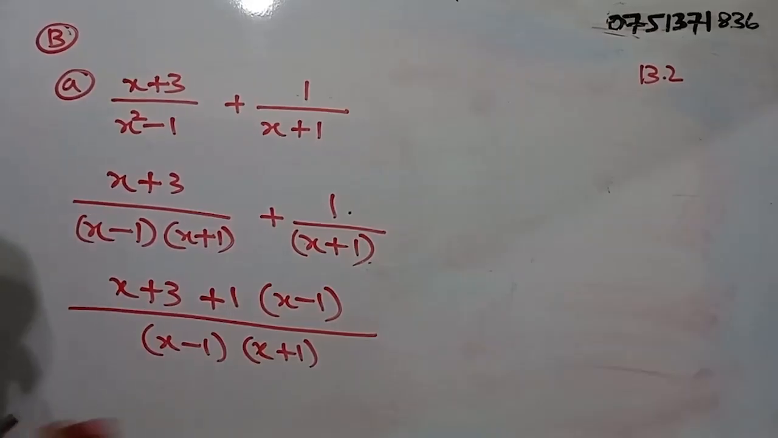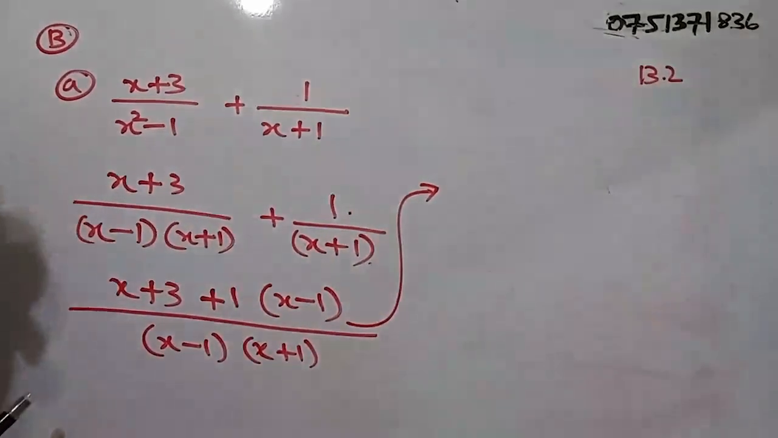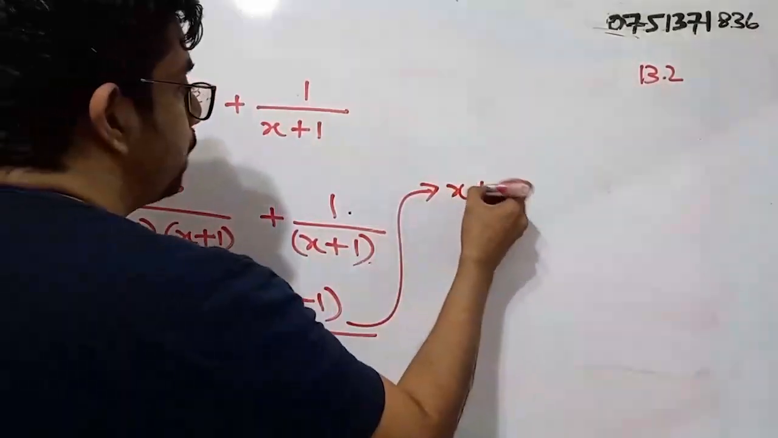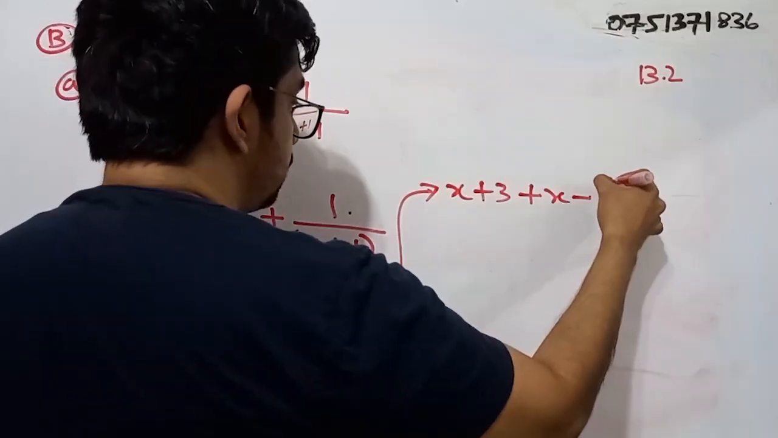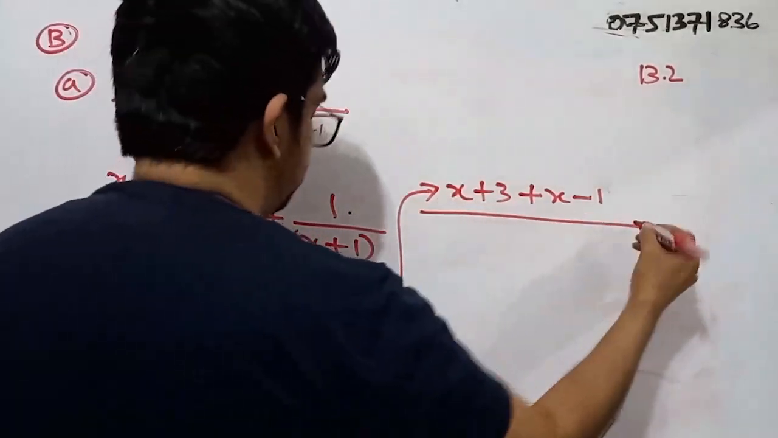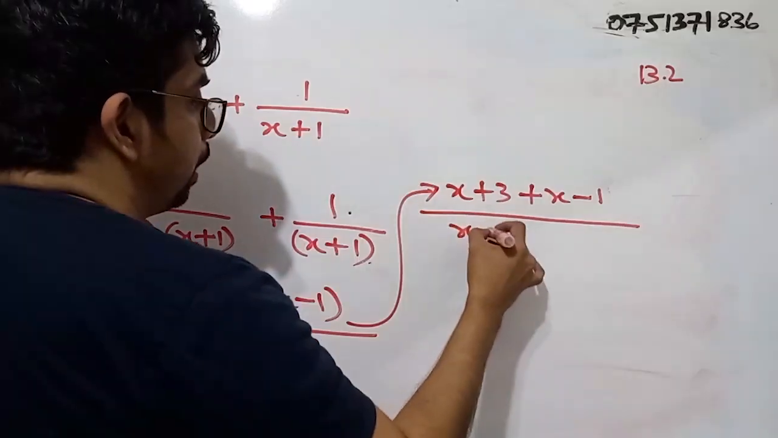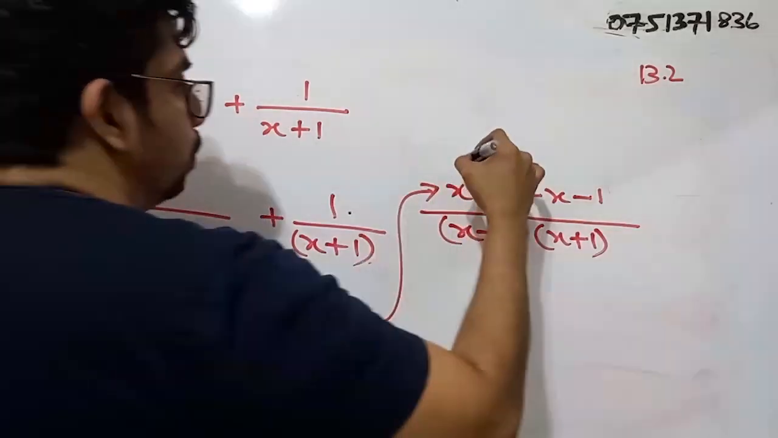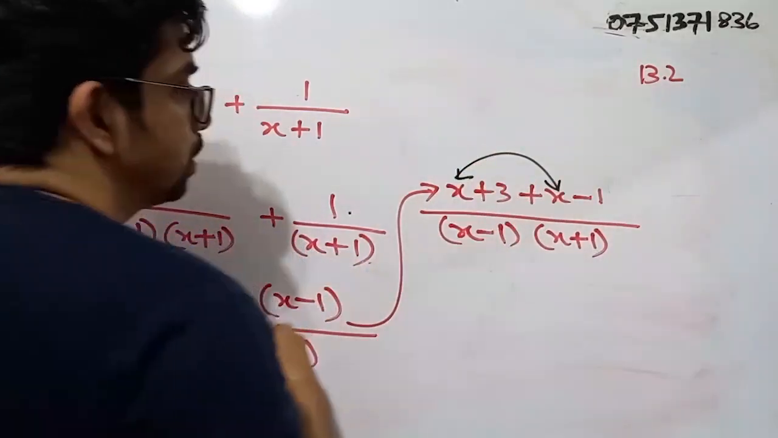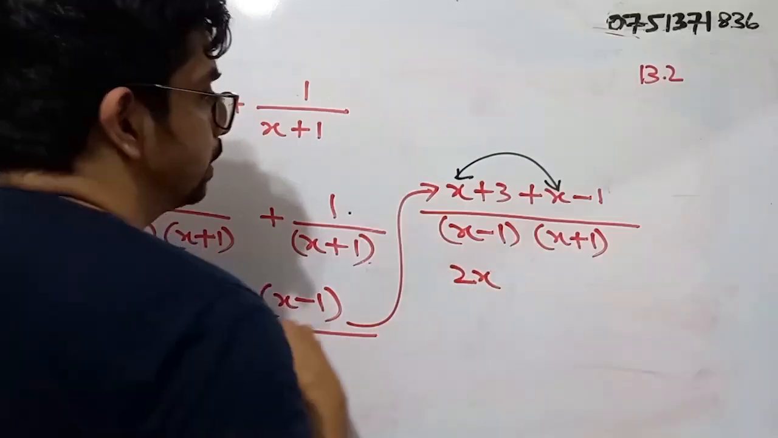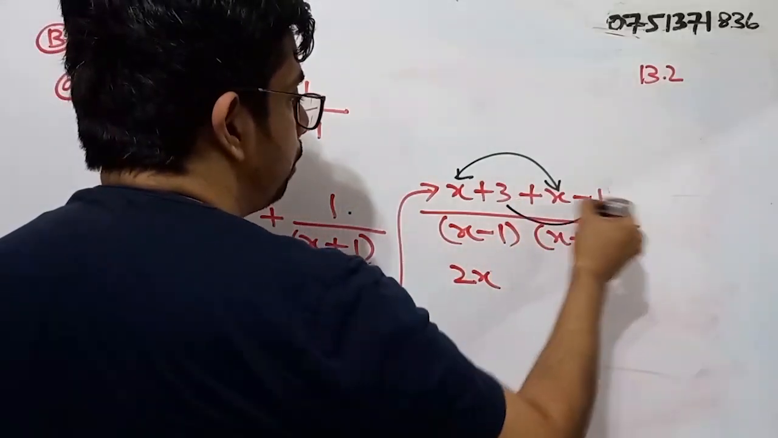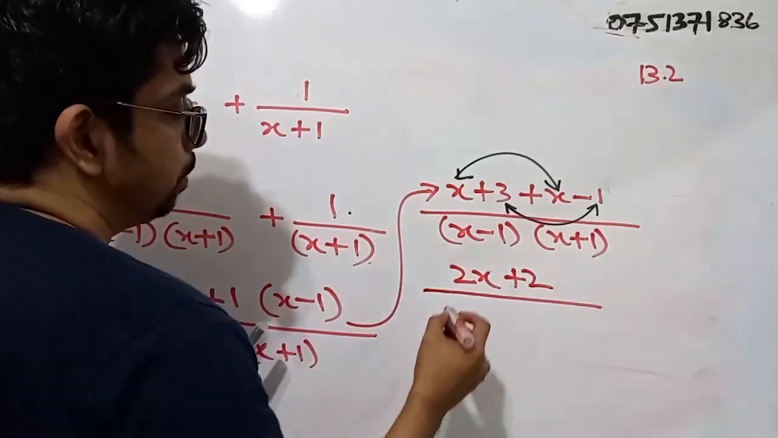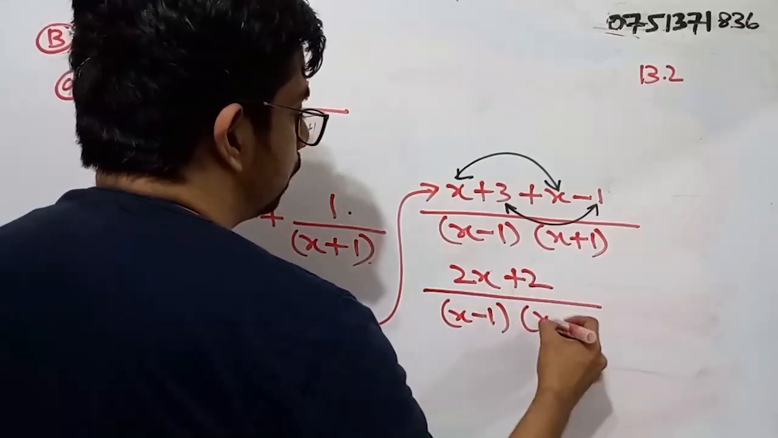Right. So from here we can do some simplifications. First of all we have to simplify the brackets. So we have x + 3 + x - 1, and the entire expression needs to be divided by (x - 1)(x + 1). Now we can simplify these two terms, so the outcome will be 2x. Then we can simplify these two numbers, so the outcome will be plus 2. So the entire thing needs to be divided by (x - 1)(x + 1).